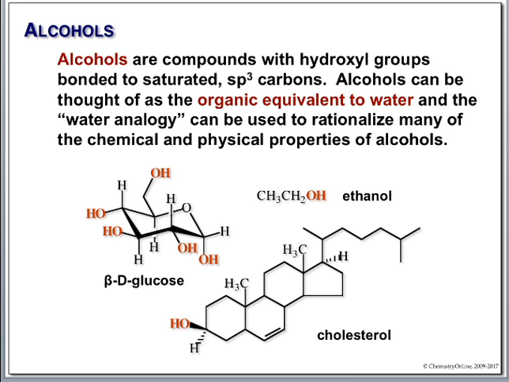Classic examples, this is beta-D-glucose. D refers to the absolute configuration. We have lots of OH groups all the way around. Ethanol, everyone's familiar with, I imagine. This is cholesterol. Cholesterol has an OH group down here in the first ring, and a big hydrophobic thing on this side.